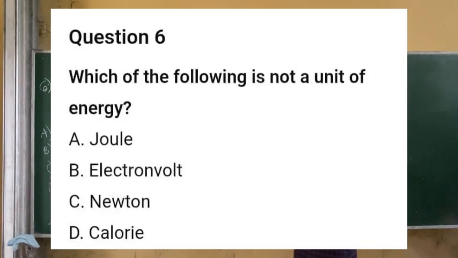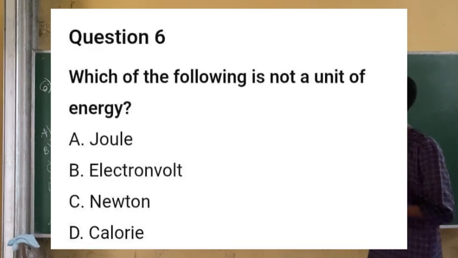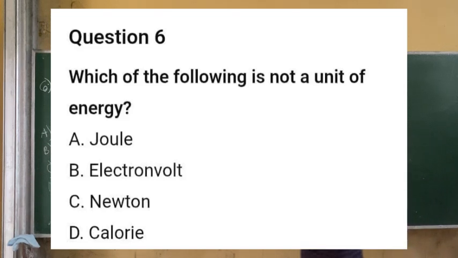In some exams, you might see this kind of question. Which of the following is not a unit of energy? Option A, joules. B, electron volts. C, Newton. And D, calories. Which of these is not a unit of energy?